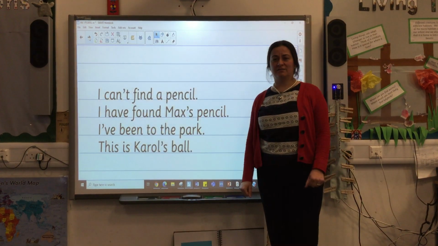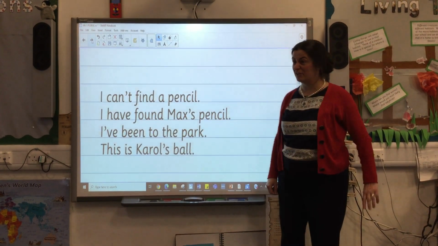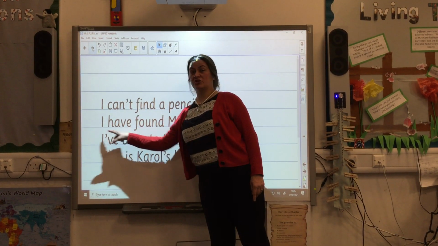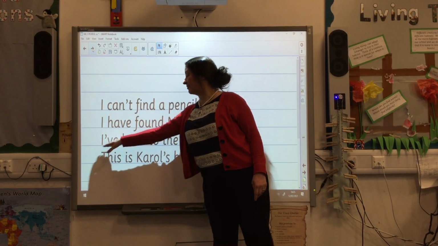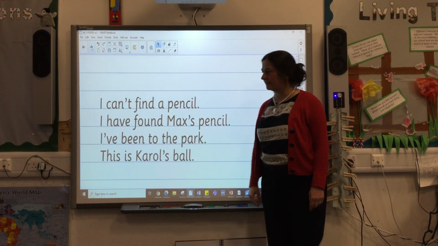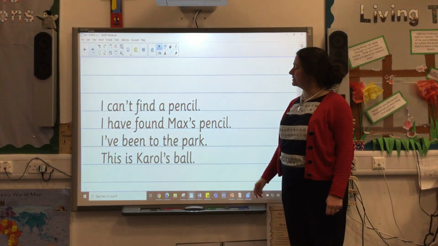I've been to the park. I have been to the park. I wish I'd been to the park. I haven't really. Look at that word. It's a contraction. It's short for I have. I have been to the park. Can't wait to go to the park again. So that's a contraction. So that's not what we're learning about today.